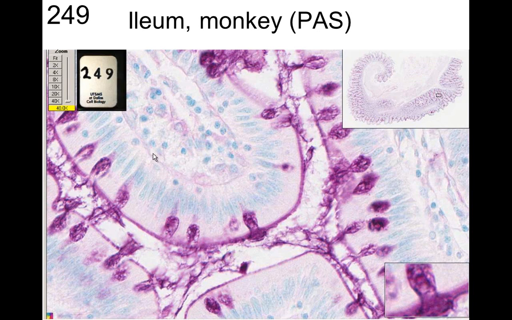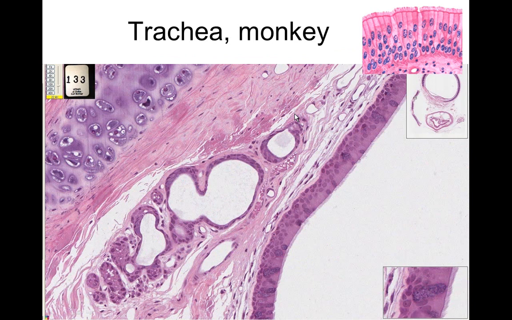We can see that again, the basement membrane is right in through there, connective tissue cells here below. These are simple columnar epithelium. You can see the brush border, which is PAS positive, and goblet cells as well. The secretions of the goblet cell are also PAS positive.